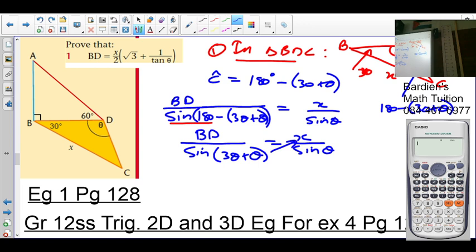So we cross multiply: BD sine theta is equal to x sine of 30 plus theta. We divide both sides by sine theta. It then gives me x sine 30 plus theta over sine theta. Hang on, x is in the right place and everything else not yet.